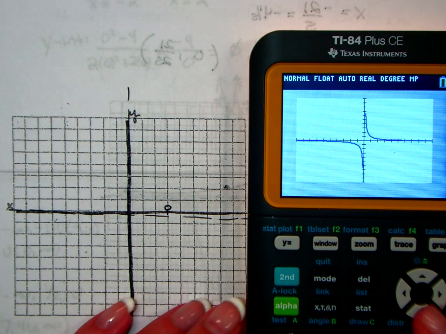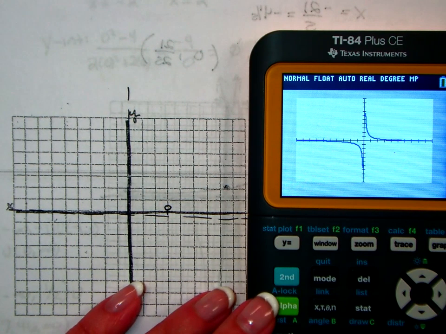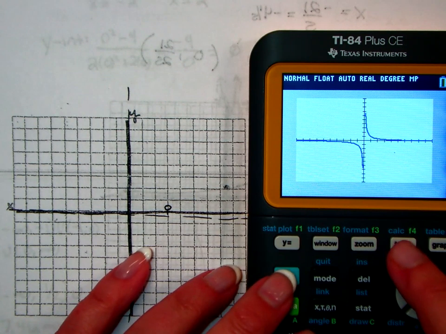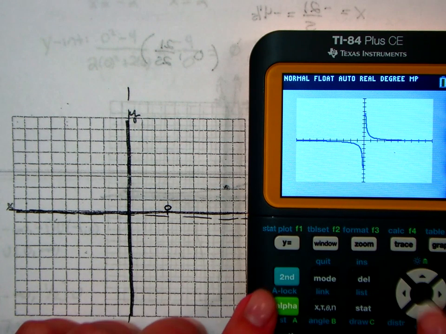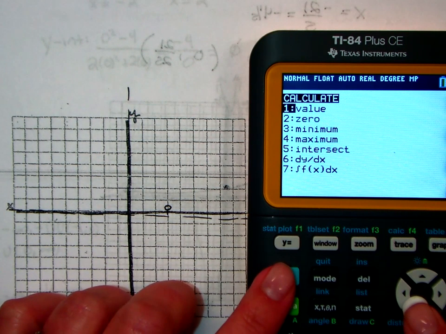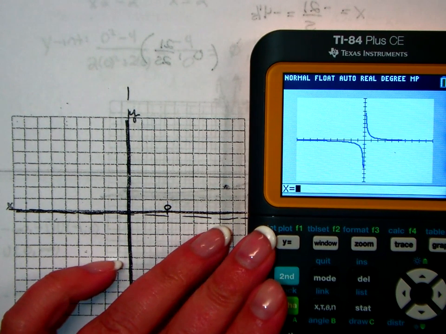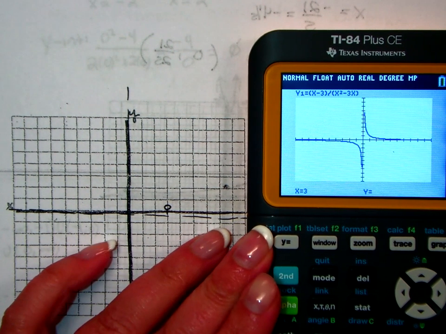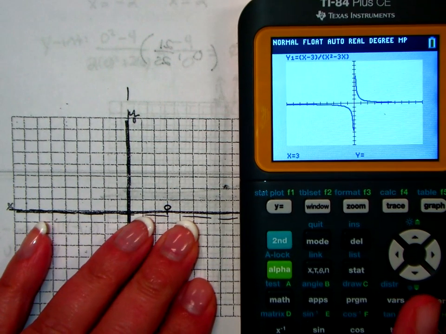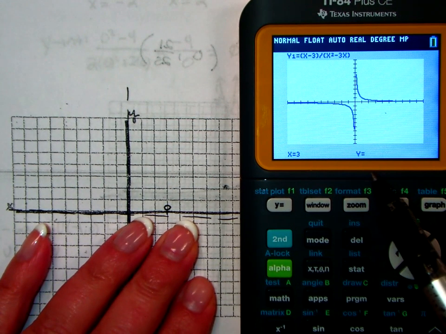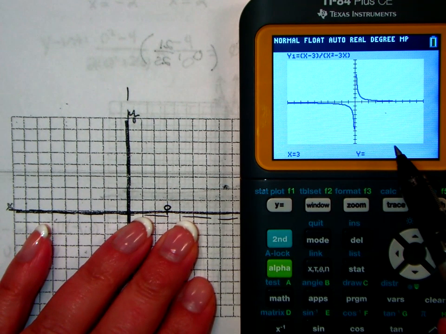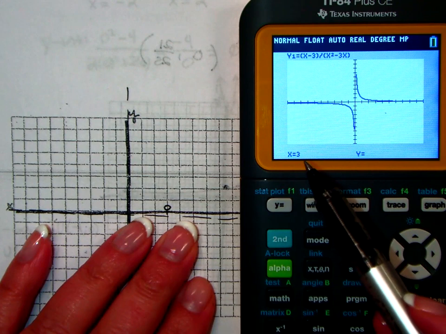Now, if I were to find the value at 3, I can calculate, which is second trace, I can calculate the value, number 1 here, and I could put 3 in there. Now, when I put 3 in there, it's not going to give me a y value. Okay, it's kind of blank. It doesn't put a y value there because 3 is a hole.